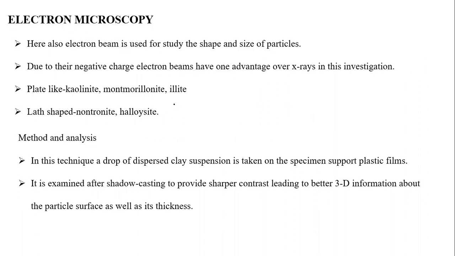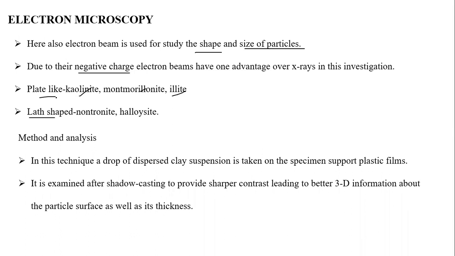Another important experiment is called electron microscopy. Quite similar, electron microscopy is very famous nowadays. We get images using the electron microscope. Here also we use an electron beam, to study the shape and size of the particles. Whatever electron images we see come from here. Due to the negative charge, the electron beam has an advantage over X-ray diffraction, and we can prepare very microscopic images of our clay mineral. Usually we see plate-like kaolinite, so we can see the arrangement of kaolinite and montmorillonite very clearly in the electron microscope, and lath-shaped ones like nontronite and halloysite. So lath shape, plate-like shape, all the shapes we can get. But in X-rays or electron diffraction we can see only some quantity, whereas here we can read the shape and the layer arrangement, everything very clearly.